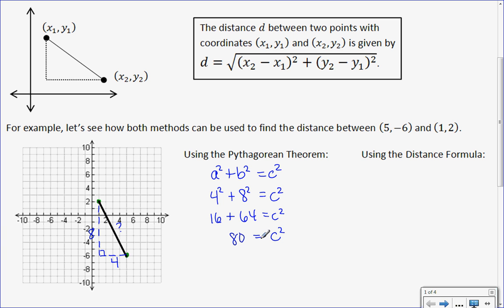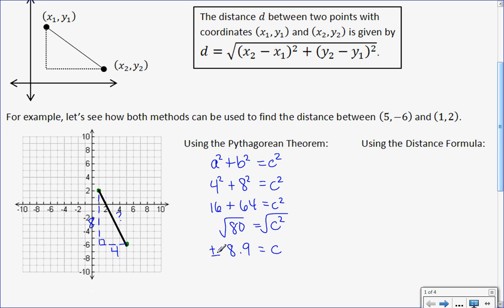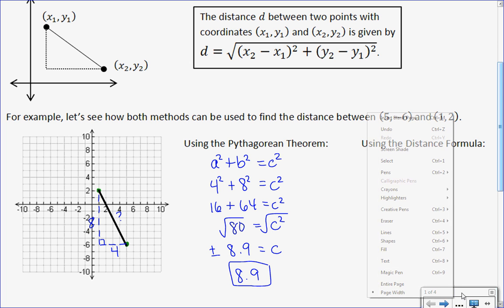And then we don't want c squared, we just want c, so we'll take the square root of both of these. And don't forget, when you do that, there are two solutions to this, so plus or minus. And the square root of 80 to the nearest tenth is approximately 8.9. But since we're talking about distance, we know distance can't be negative, so we'll only take the positive solution of the two solutions here. So this will be just 8.9. Okay. So that's using the Pythagorean theorem.